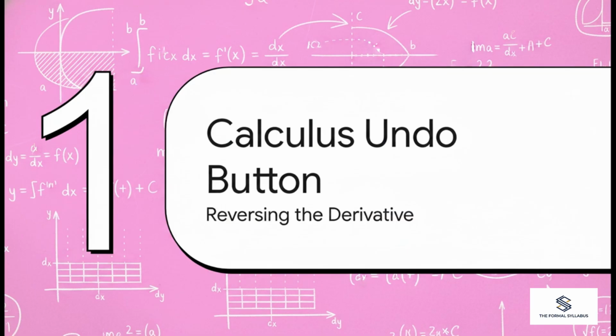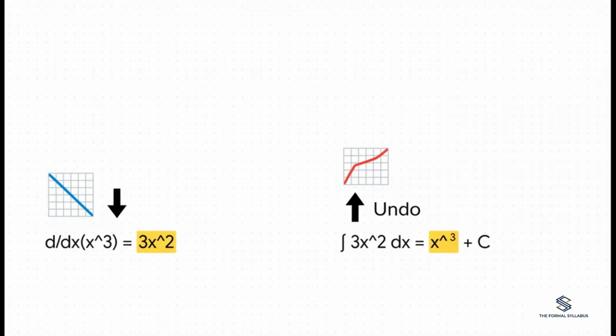Okay, part 1, the calculus undo button, reversing the derivative. We're starting with a super basic question. If we know how to break a function down, how on earth do we build it back up? You've probably spent a ton of time taking a function and finding its exact rate of change, its derivative. But what if we get the rate of change first?